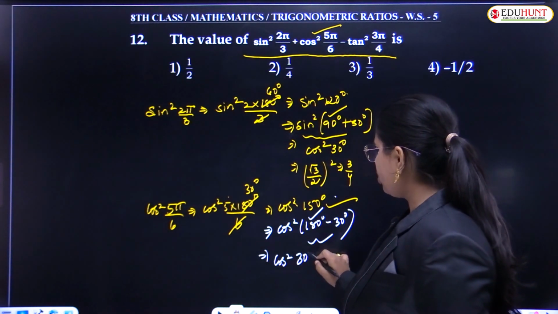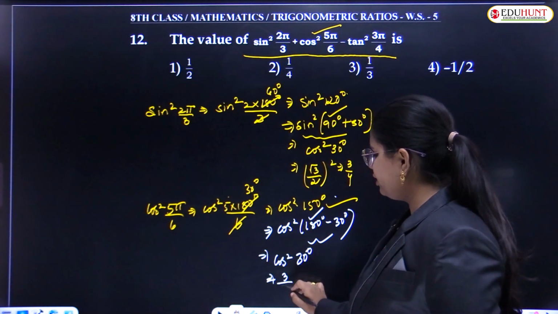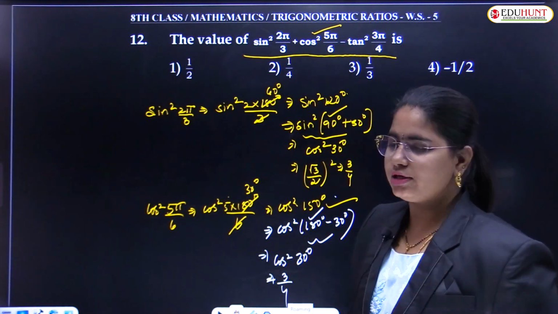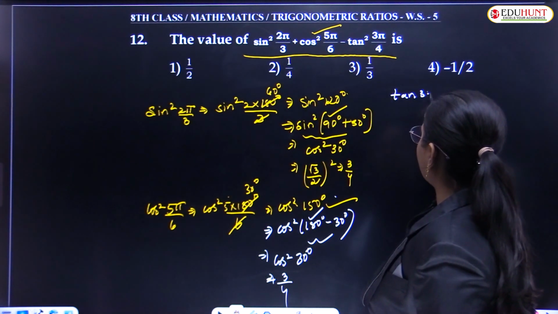It will be again cos square 30. So what is cos 30? Here itself I have written. So again it will be 3 by 4. Understood? So we are left with the last part, which is tan 3 pi by 4.